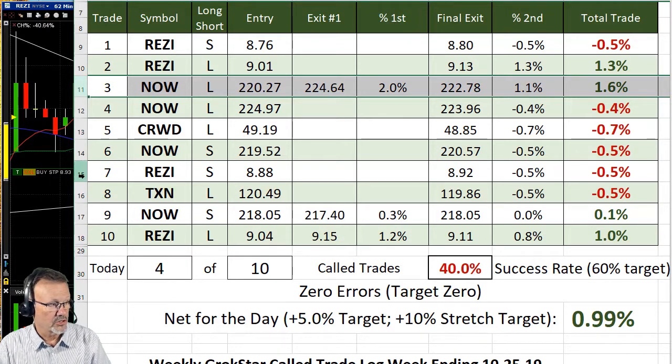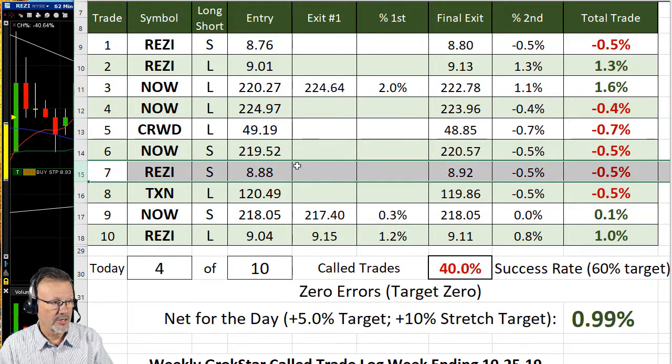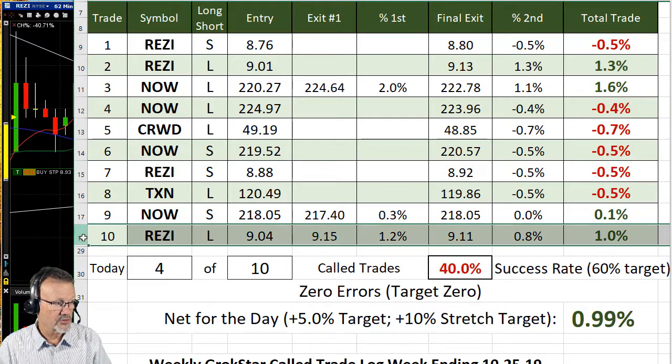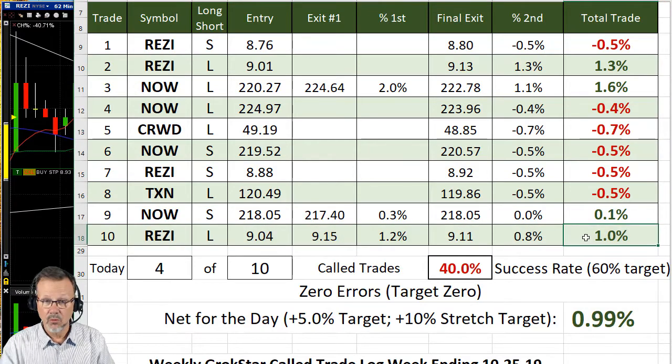The trade we just went over was trade number 7. There was a 0.5% gain within 90 seconds, and I was out of that one. This is the last trade of the day, that 1% I got. When you saw that breakout, I was able to get in and make about 1% on that.